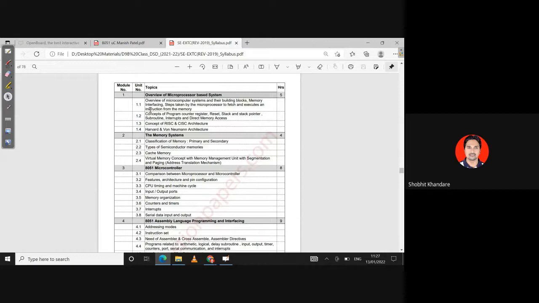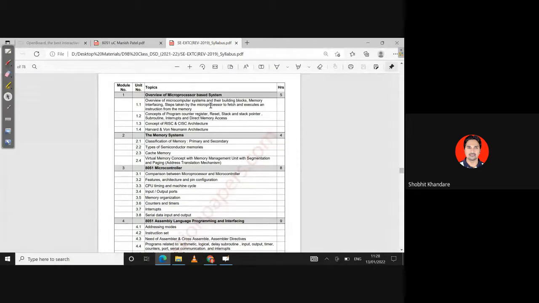In this first module, we'll understand the overview of microcomputer system and their building blocks, memory interfacing कैसे किया जाता है. In DSD, we have done the different types of memories, RAM, ROM, and everything. यहाँ पे हम देखेंगे कि मेमोरी इंटरफेसिंग कैसे की जाती है. Steps taken by the microprocessor to fetch and execute an instruction from the memory.